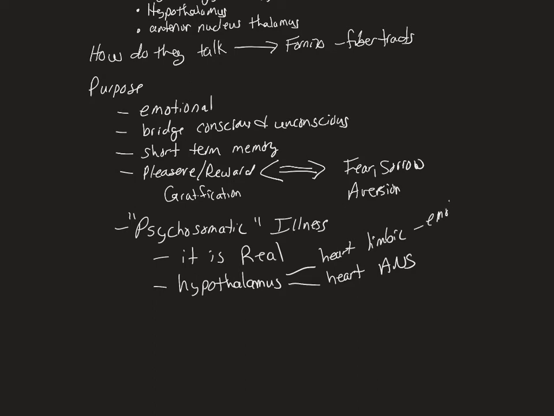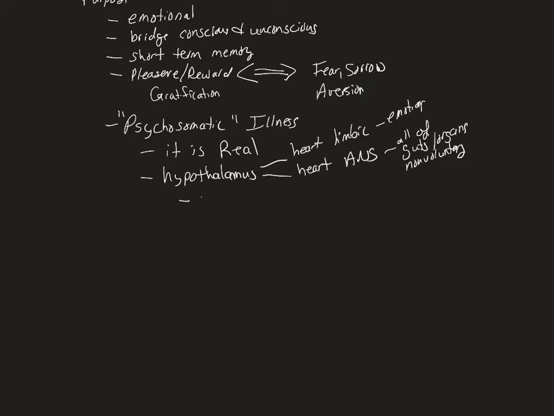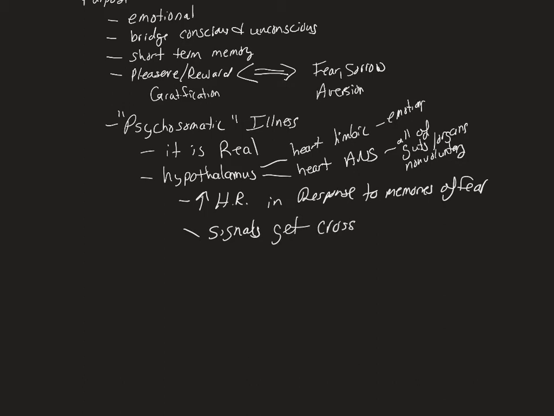So it controls emotions and all of your guts, organs, non-voluntary stuff. So if your hypothalamus becomes upset emotionally, if it becomes scared or nervous or any of those things, it can start messing with your organs and do things like increase your heart rate in response to memories of fear. It can increase heartburn by squeezing on your stomach or causing excessive secretions of hydrochloric acid. It can increase your blood pressure. So basically, signals get crossed when your hypothalamus is emotionally upset.